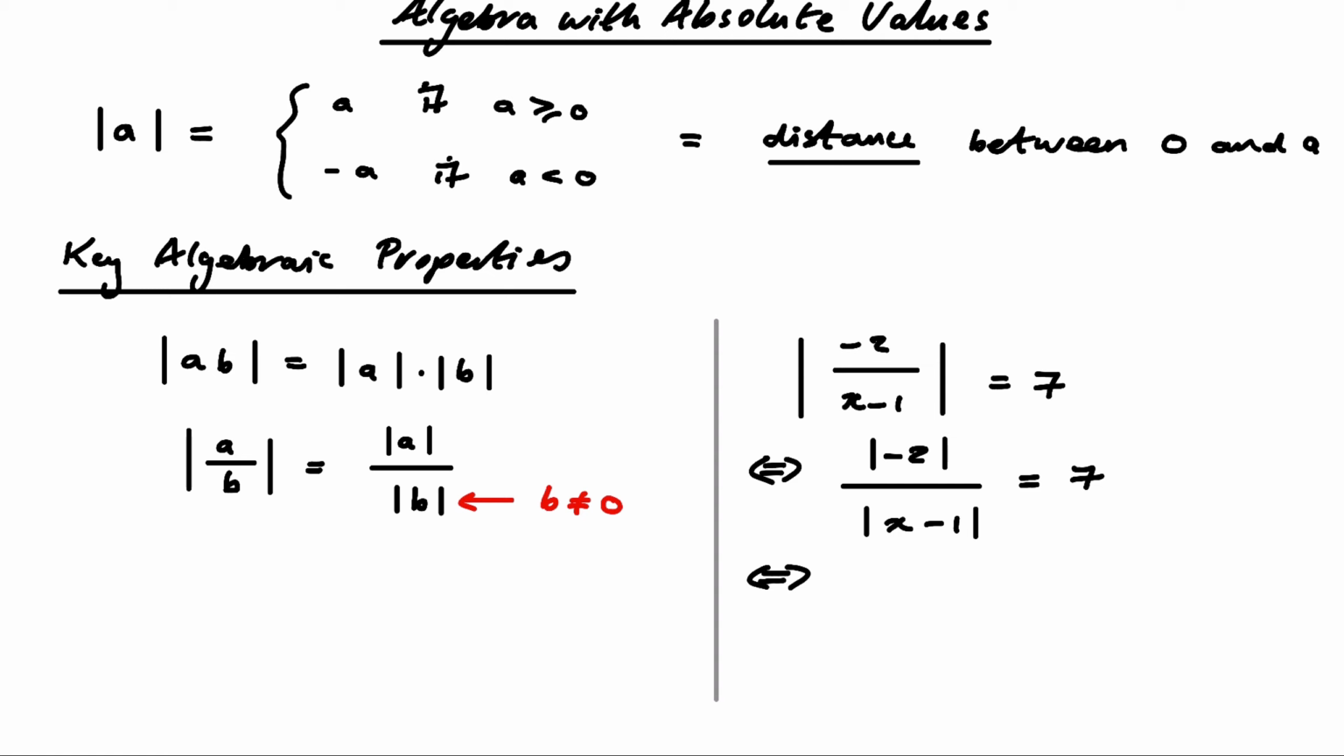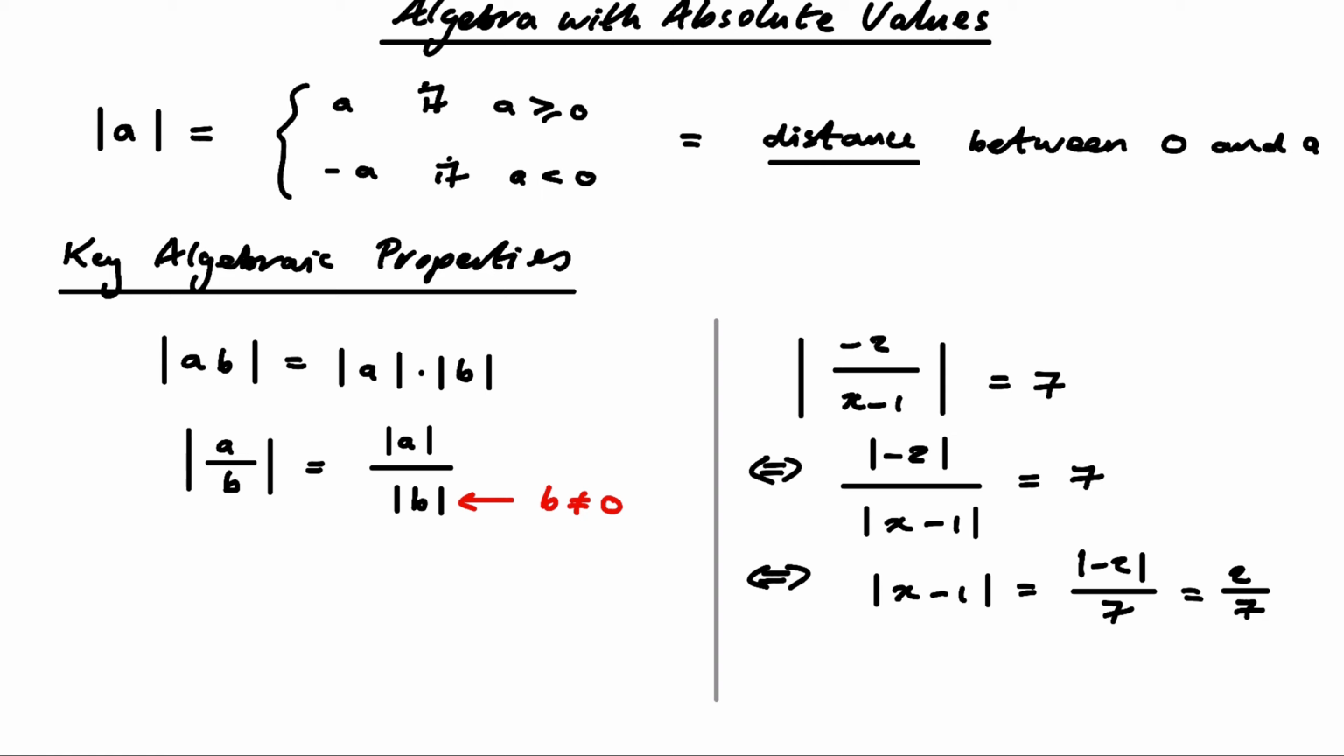I can cross multiply by the absolute value of x minus 1 and divide through by 7, and I would end up getting the absolute value of x minus 1 equal to the absolute value of minus 2 divided by 7. I'm just trying to do one thing at a time here. That's equal to 2 divided by 7, isn't it? Because the absolute value of minus 2 is 2.